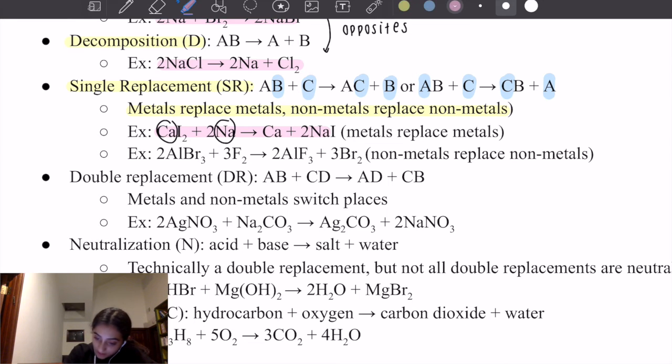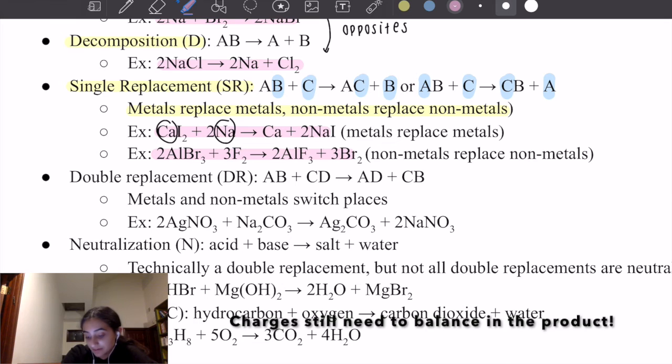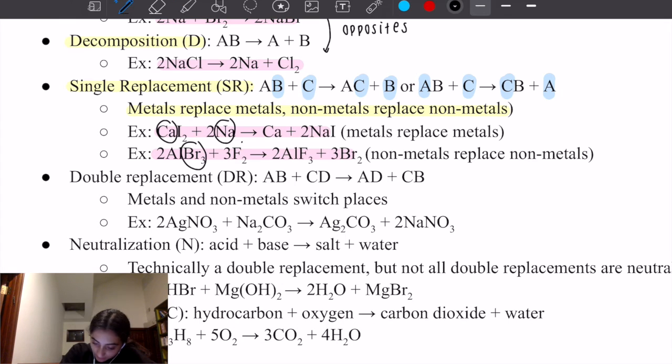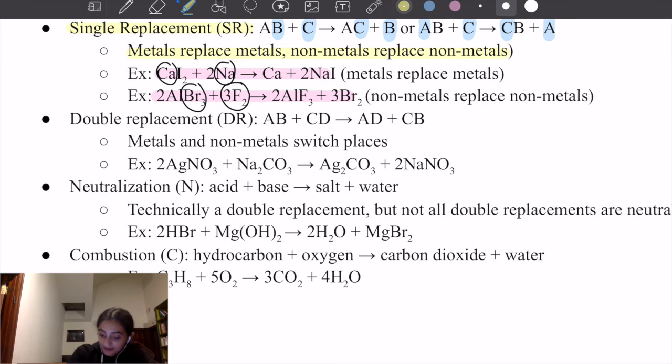An example with non-metals replacing each other is 2AlBr3 plus 3F2 yields 2AlF3 plus 3Br2. As you can see here, bromine and fluorine are the non-metals, and they replace each other on the product side of the reaction. Next, we have a double replacement, which is when both the metals and the non-metals switch places. However, they only switch places with each other.